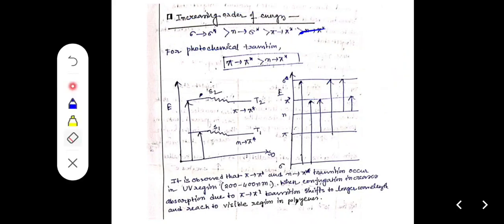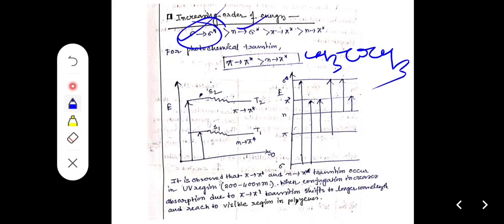And the last one is acetone. All can be mentioned. The highest energy is sigma to sigma star, then n to sigma star, then pi to pi star, then n to pi star. In photochemical transitions, the most probable are pi to pi star and n to pi star, as sigma to sigma star is highly energetic. This is the energy order.